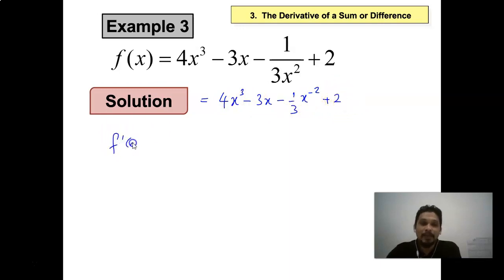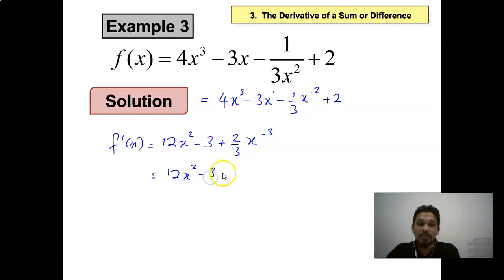Then f prime x equals 3 times 4 equals 12x squared. Then this is x to the power of 1, so times -3 equals -3, and x to the power of 1 minus 1 equals x to the power of 0, which equals 1. Then -2 times -1/3, negative times negative is positive, so 2 times 1/3 or 2/3, x to the power of -2 minus 1 equals -3, and differentiating 2 equals 0. Then we get 12x squared minus 3 plus 2/3x cubed.